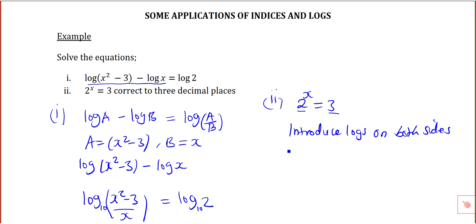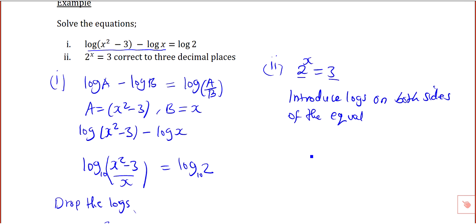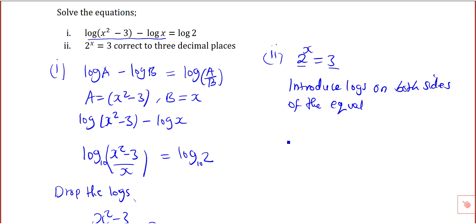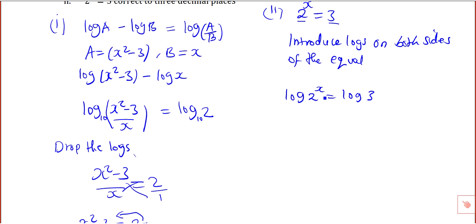of the equal. Introduce logs on both sides of the equal, and this is what we have. We have log 2 power x is equal to log 3. Again, from rules of indices, when you have log 2 power x, this is the same as x log 2, which is equal to log 3.